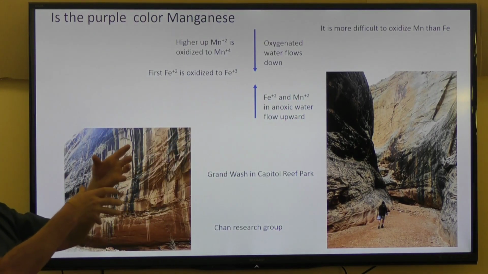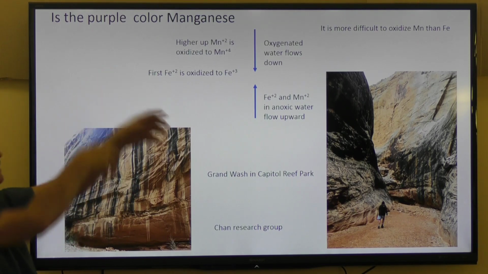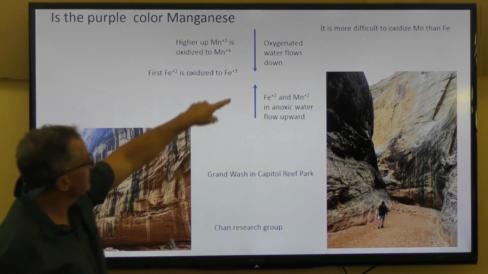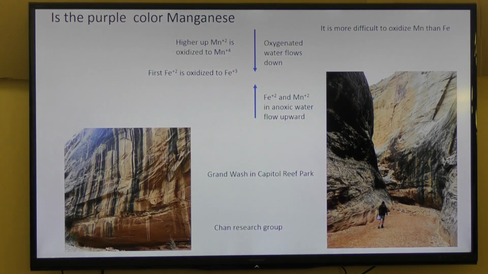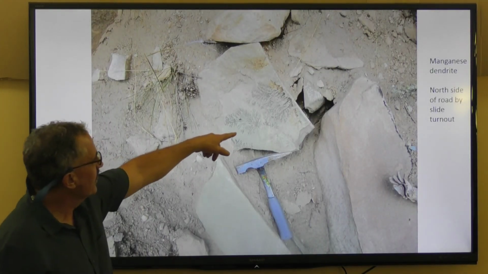So it does a separation. It separates out the iron, then the water goes a little higher, and then the manganese starts to get oxidized. So in special circumstances where you have something like this, you get the manganese to separate out, concentrate, and form this. There's also iron in here, but the manganese has been concentrated. That's frequently called a dendrite, manganese. I'm going to show one. Okay. This is a manganese dendrite right by the slide.